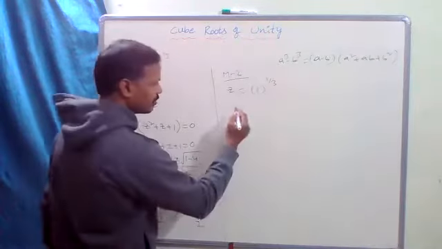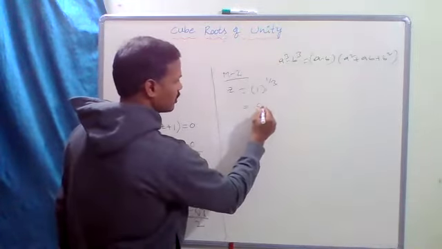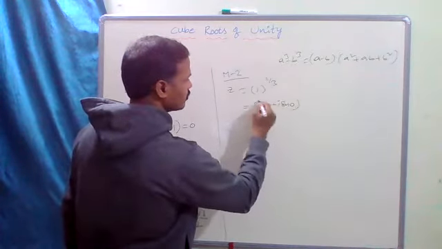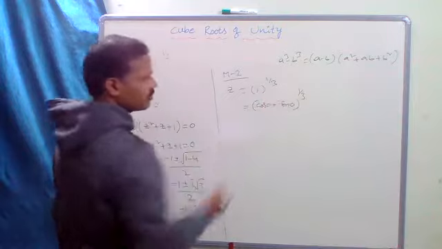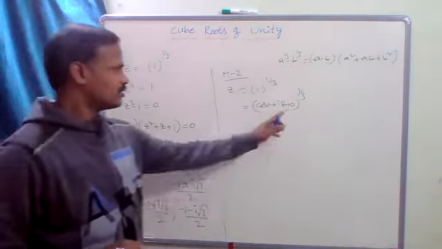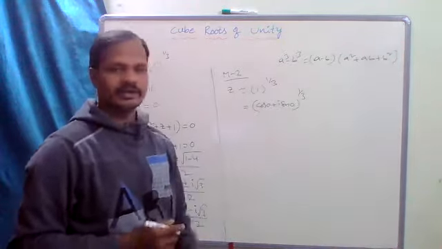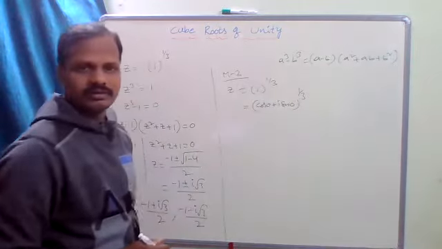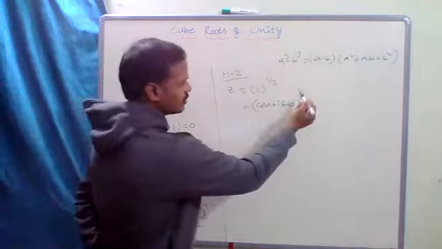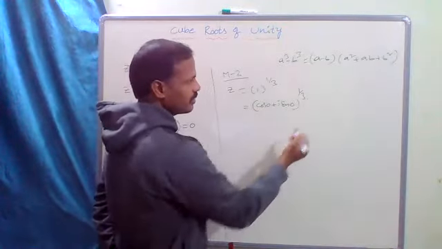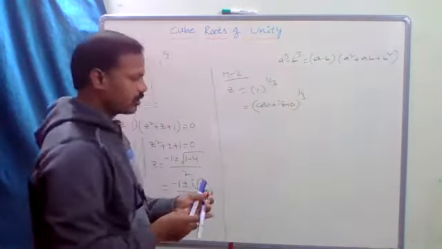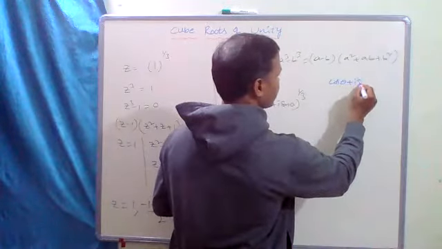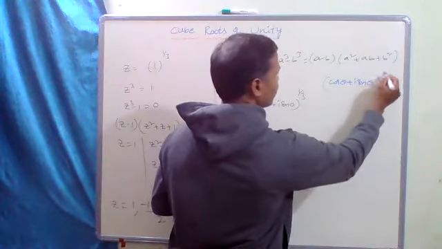Now see, 1 can be written as cos 0 plus i sin 0. Yes or no? Cos 0 is 1, sin 0 is 0. So 1 power 1 by 3. Now this is the p by q form, so compare this with cos theta plus i sin theta whole power p by q.